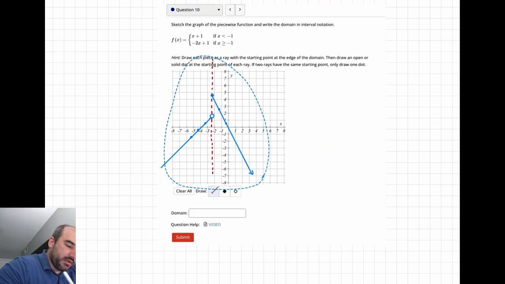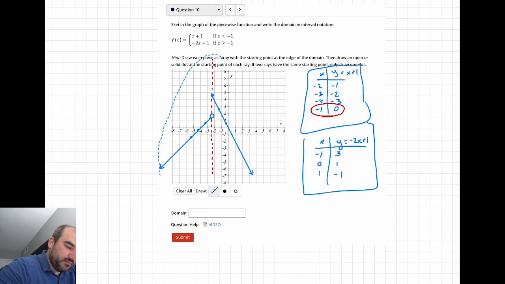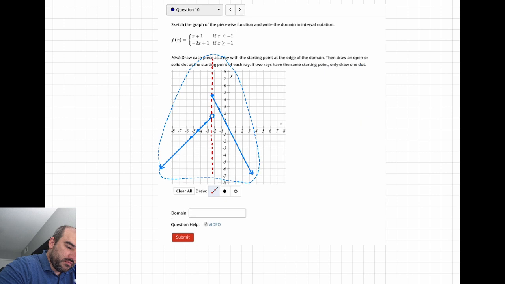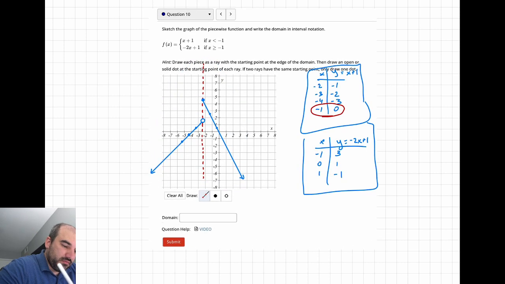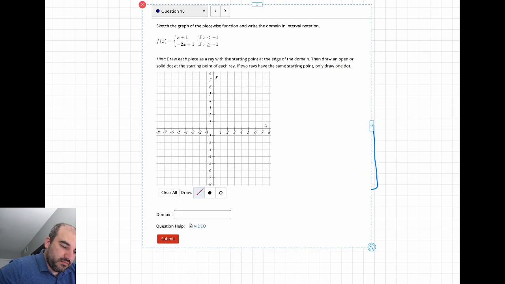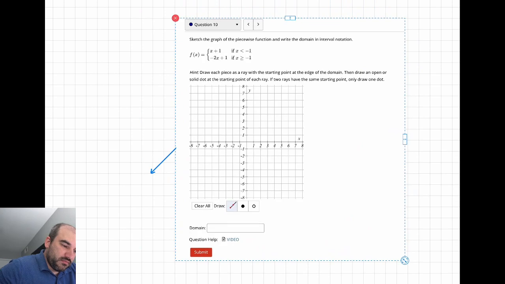What was your question? Sorry. So for y equals negative 2x plus 1, for that one it's a negative 2 times whatever the number that we have.